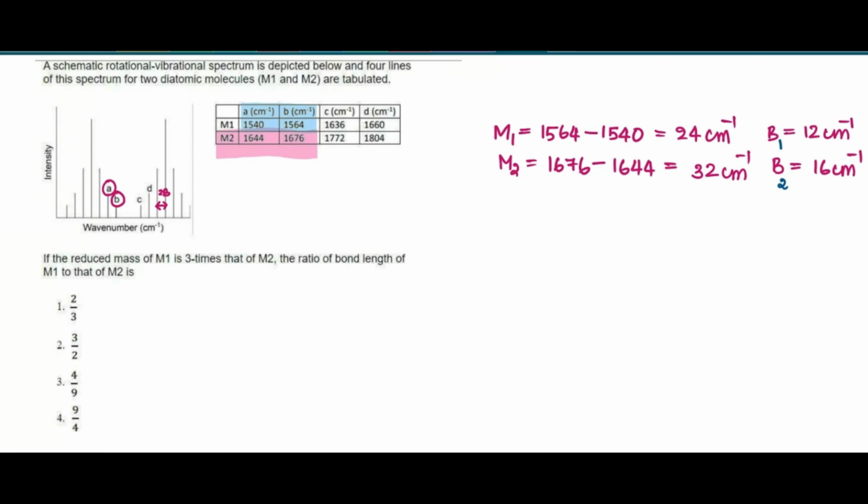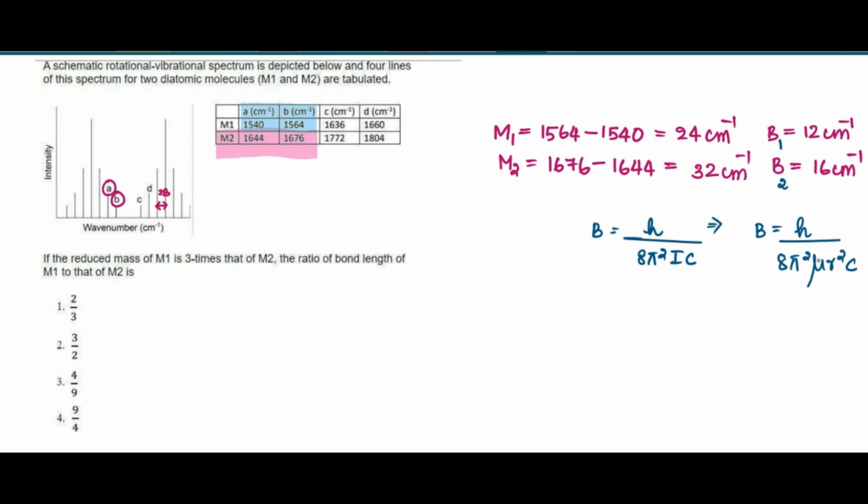That is what you need to know first. The equation of B is B is equal to h by 8 pi square I c. This is the equation for rotational constant. What is I over here? I is mu r square. So B is h by 8 pi square mu r square c.